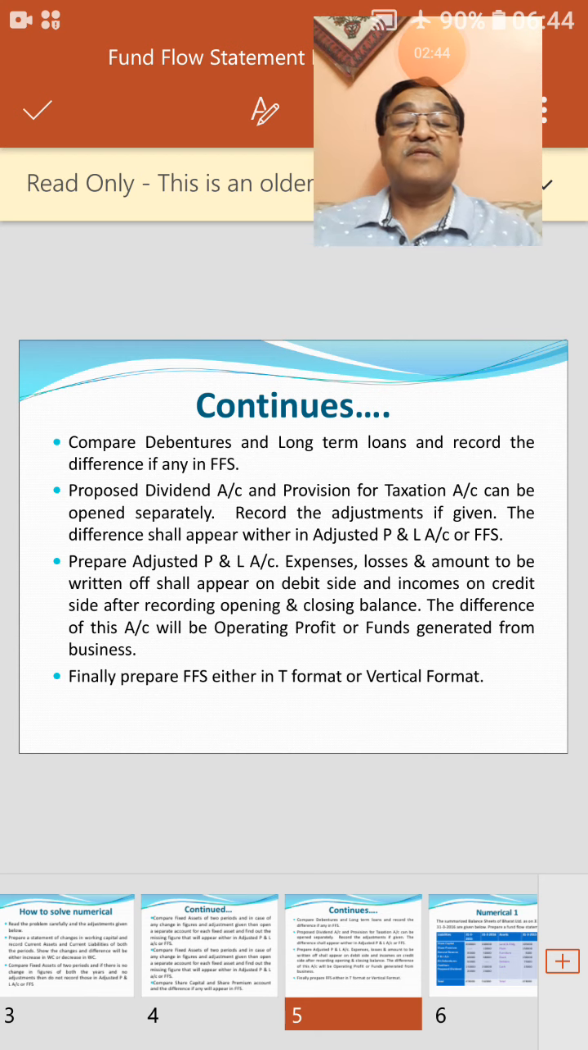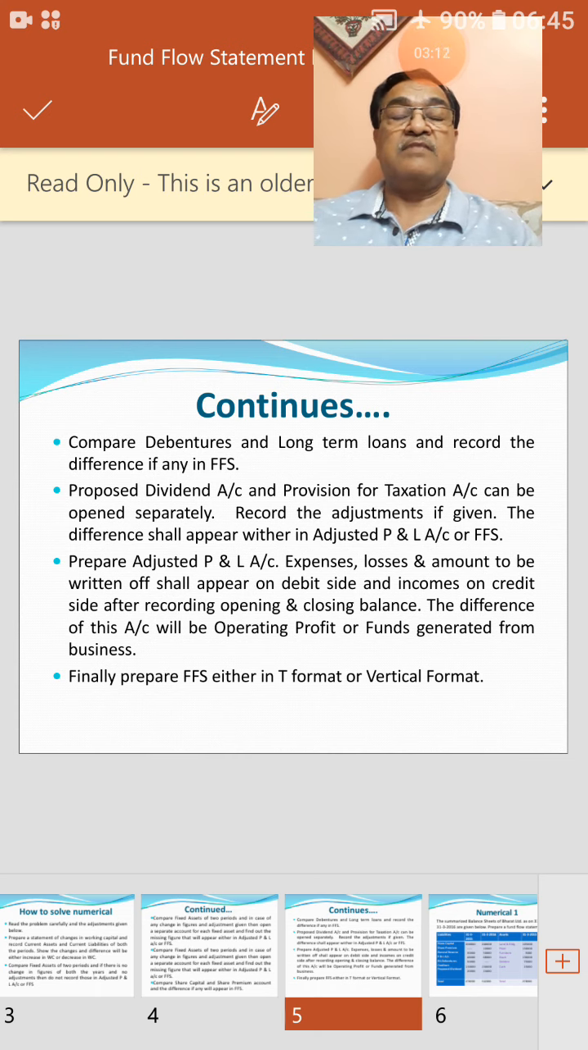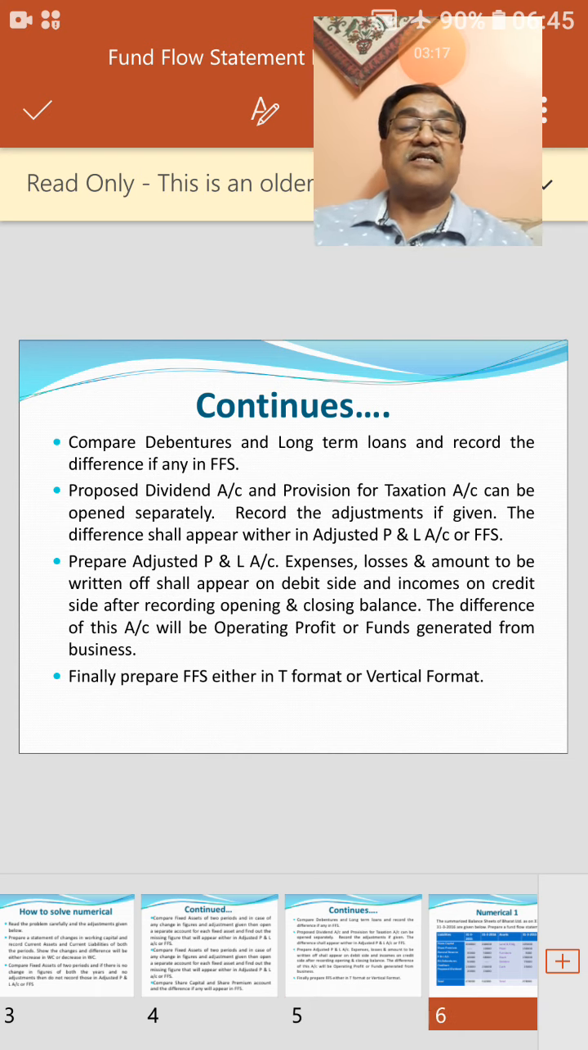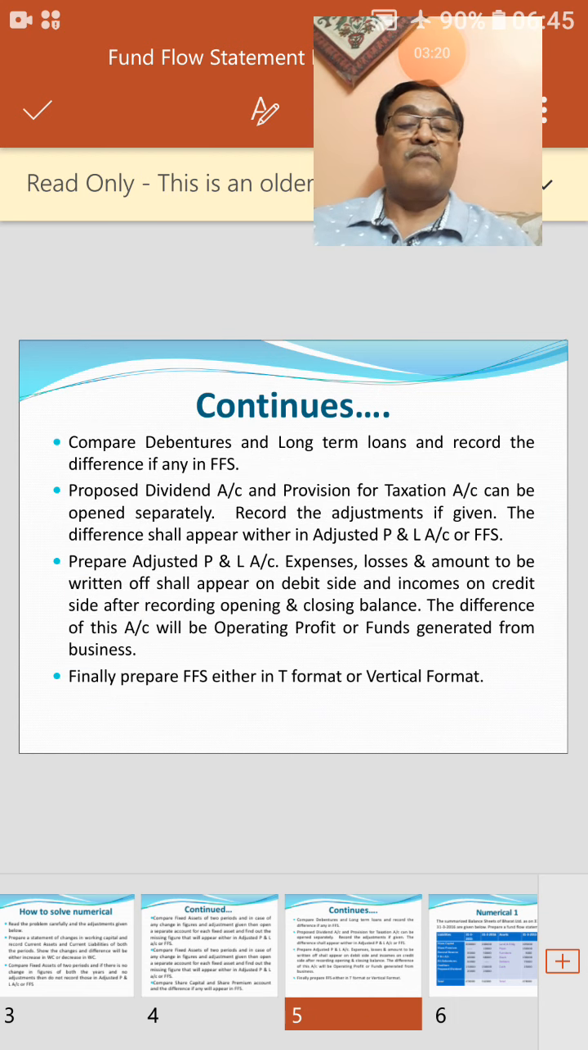The next step will be preparation of adjusted P&L account. Expenses and losses and amounts to be written off shall appear on the debit side of this account and income on the credit side of this account. Record opening and closing balances, and finally the difference of this account will be operating profit or fund generated from business operation, which will be shifted to fund flow statement. Finally, prepare a fund flow statement either in T format or in vertical format.